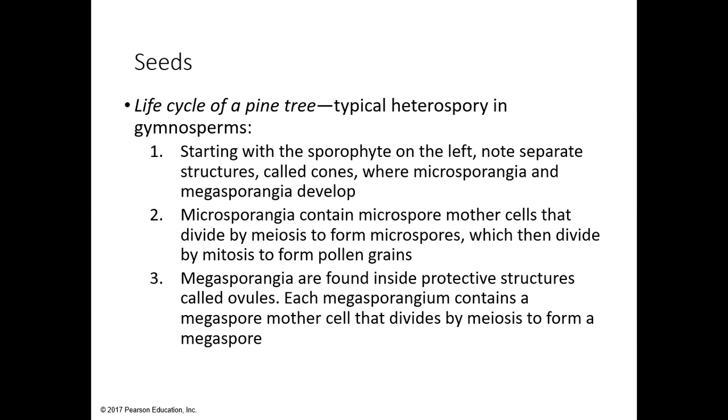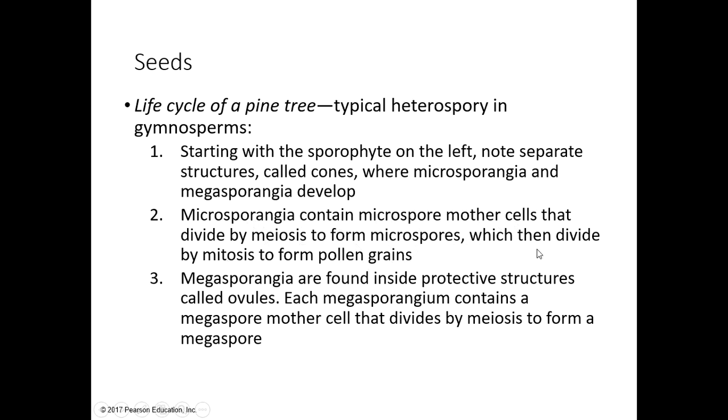If we start with the sporophyte, which you'll see in a second on the left, there are two different structures called cones, which develop into the microsporangia and the megasporangia, which we talked about, the micro making the male counterparts and the mega making the female. The microsporangia contain a microspore mother cell that divides by meiosis to form microspores, which then divide to form pollen grains, which again is the sperm.